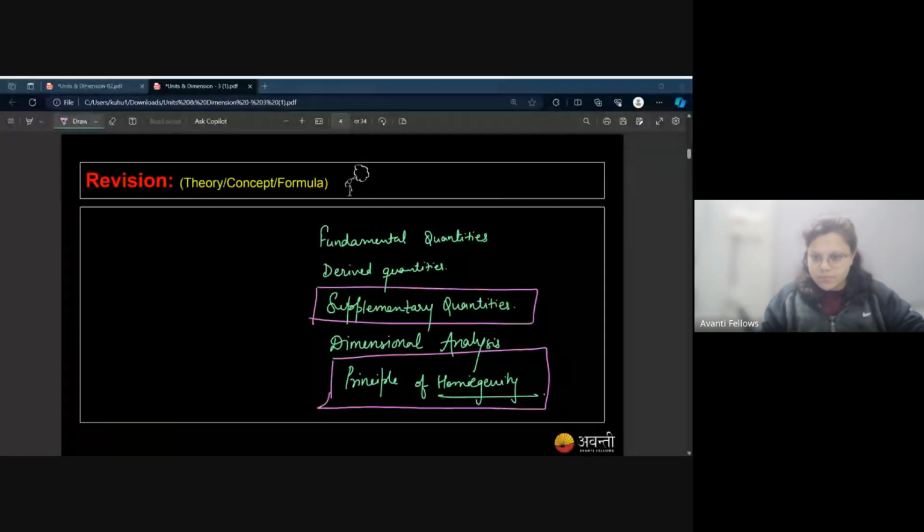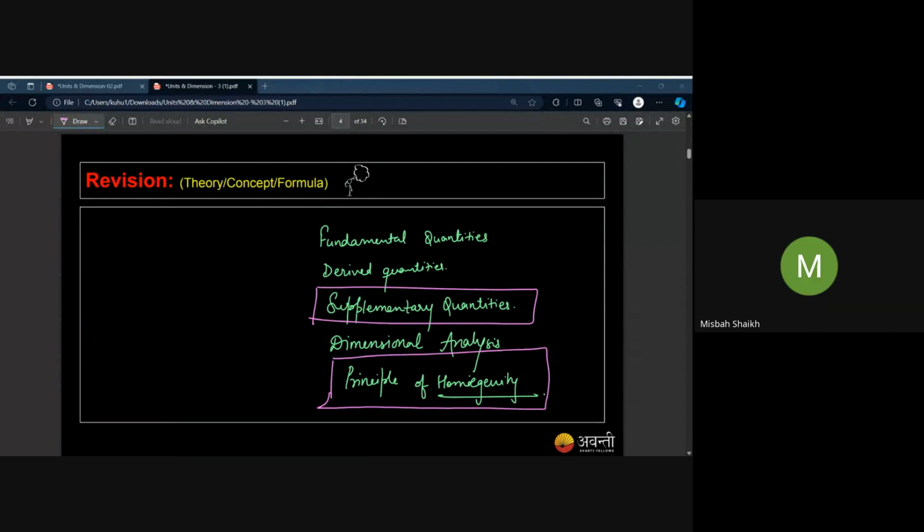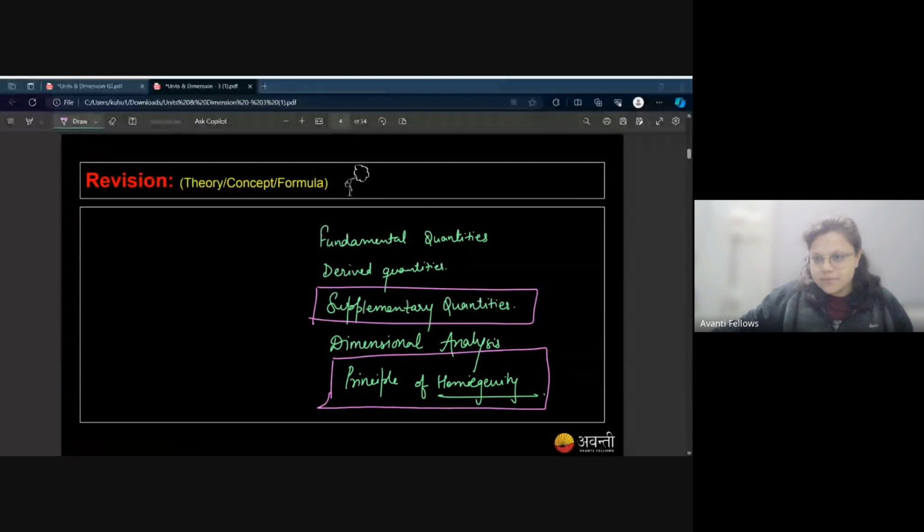Can someone else tell me about the principle of homogeneity? Should I call out the name? Rupali, can you explain? See, if you don't want to answer, you can just say, ma'am, pass, and I'll pass this question to somebody else. Okay, Mishba, come on. The dimension of each of the terms of a dimensional equation on both sides should be the same. Harshida, you want to add something?